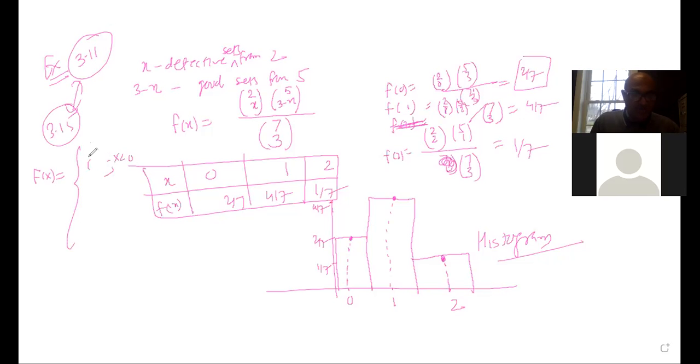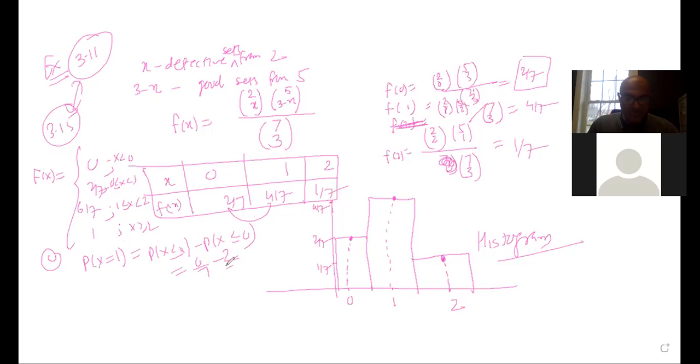If x is less than 0, it is 0. If 0 is less than or equal to x is less than 1, it is 2 over 7. If 1 is less than or equal to x is less than 2, then it is 2 over 7 plus 4 over 7, which is 6 over 7. Finally, if x is greater than or equal to 2, you're going to get 1, because if you add this, 7 over 7 is equal to 1, right? And the a part says the probability of x equal to 1 is the probability of x less than or equal to 1 minus the probability of x less than or equal to 0. That is 6 by 7 minus 2 by 7, which is 4 by 7.